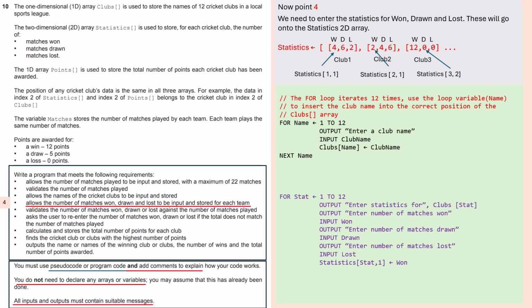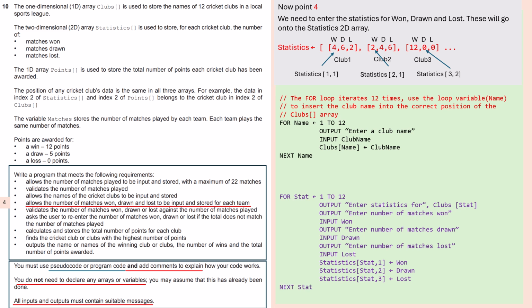So you can see we're going to use the loop counter or loop variable, which is going to start off at 1. So statistics stat, position 1, assign won. That will pop that in for the first club here. And we're going to say statistics stat. Remember, stat is still 1, position 2 is going to be drawn, and then stat position 3 is going to be lost. So 1, 1 is won, 1, 2 is drawn, 1, 3 is lost.